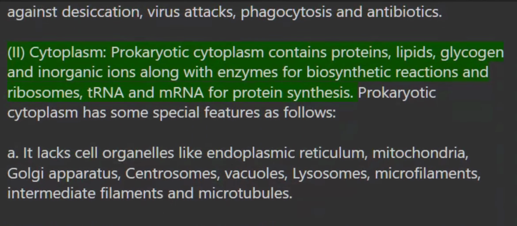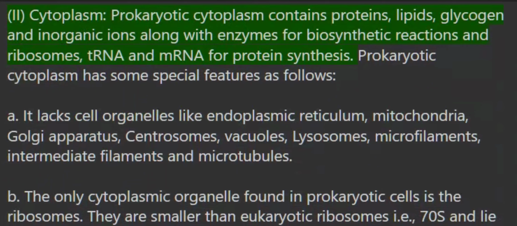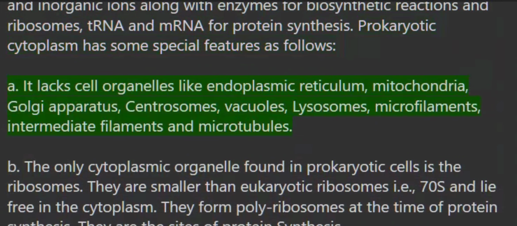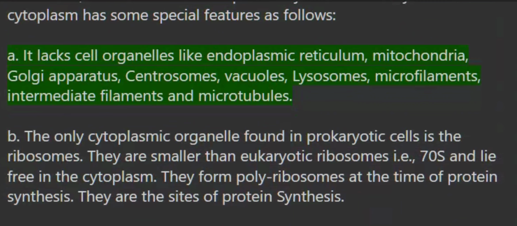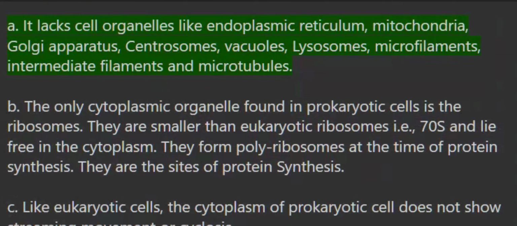2. Cytoplasm. Prokaryotic cytoplasm contains proteins, lipids, glycogen and inorganic ions along with enzymes for biosynthetic reactions and ribosomes. Prokaryotic cytoplasm has some special features as follows. A. It lacks cell organelles like endoplasmic reticulum, mitochondria, Golgi apparatus, centrosomes, vacuoles, lysosomes, microfilaments, intermediate filaments.